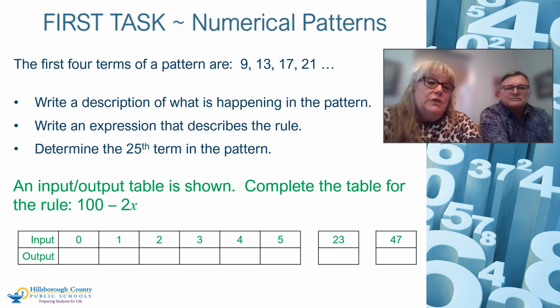So here is your first task. I'm giving you the first four terms of a pattern. They are 9, 13, 17, and 21. I want you first to write a description of what's happening in the pattern, and then try to write an expression that describes the rule. Once you have your expression, determine the 25th term in the pattern.